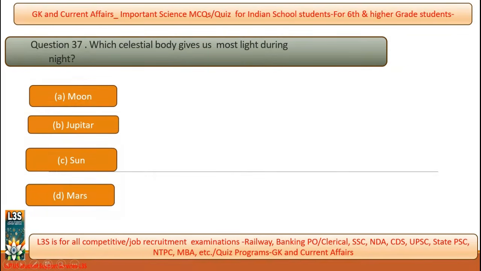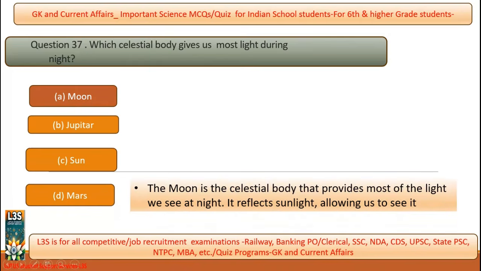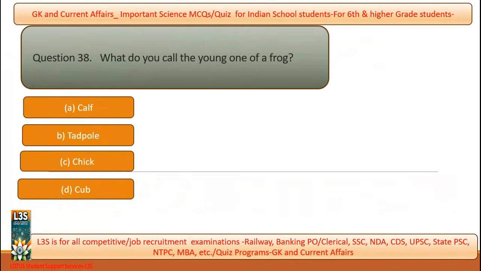Which celestial body gives us most light during night? Options are Moon, Jupiter, Sun, Mars. And the correct option here is A, Moon. The Moon is the celestial body that provides most of the light we see at night. It reflects sunlight. What do you call the young one of the frog? Options are A, calf, B, tadpole, C, chick, D, cow. And the correct answer is B, tadpole.